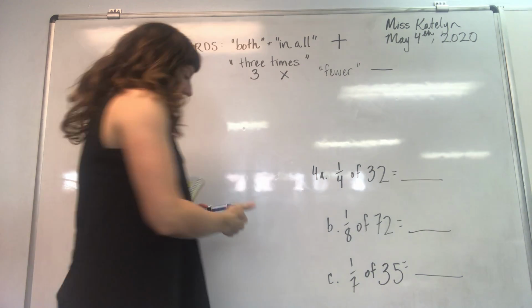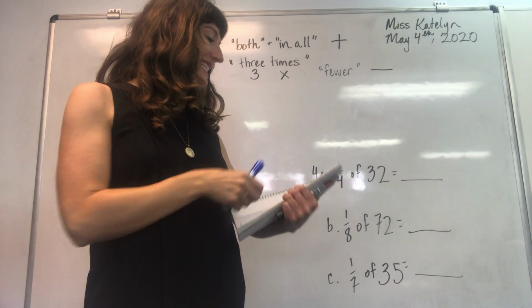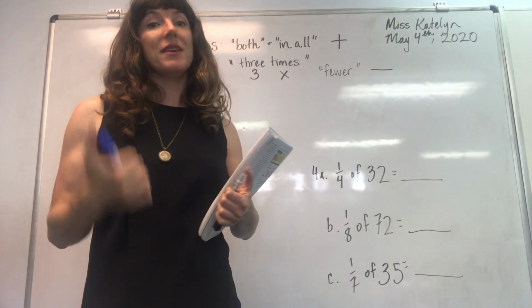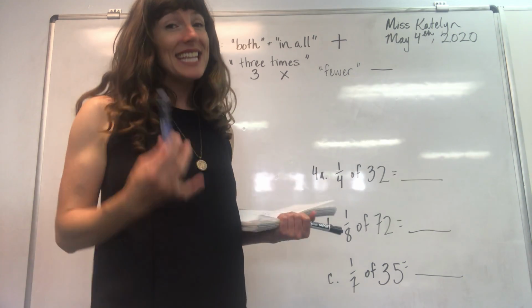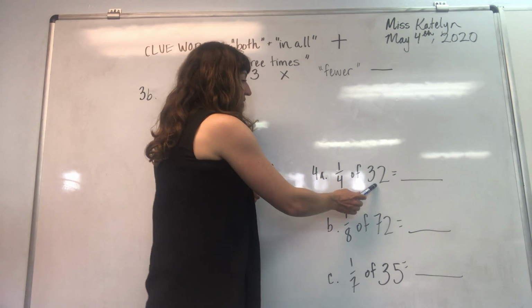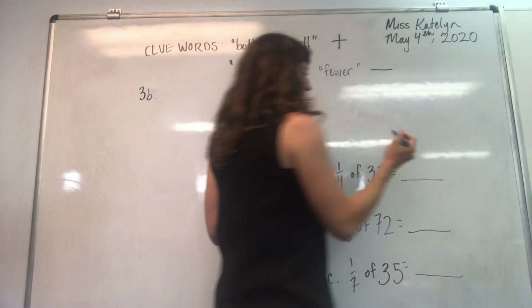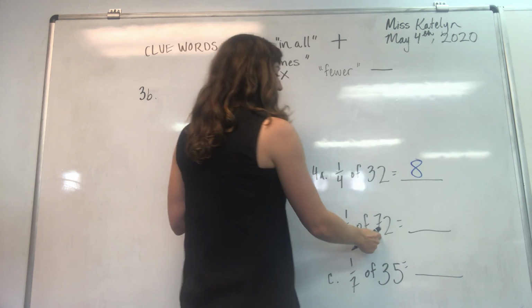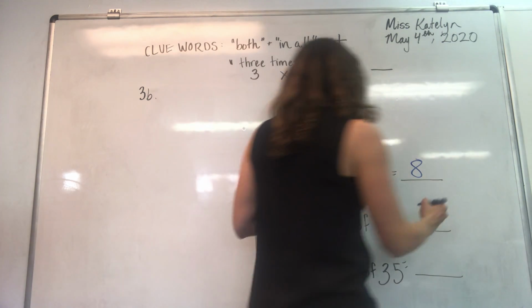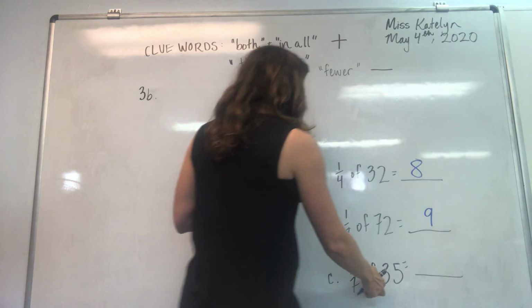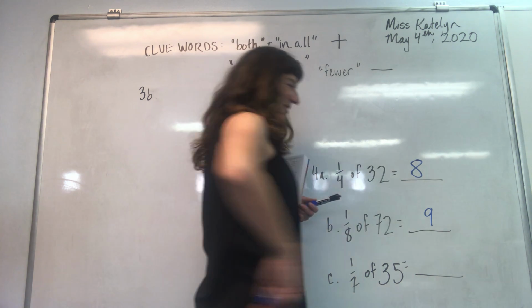All right. Here we go. I've only set up for A, B, and C of section number 4 because this is something that you did on your last test. You know how to do this. This is division. 32 divided by 4 equals 8. 72 divided by 8 equals 9. 35 divided by 7 equals 5.